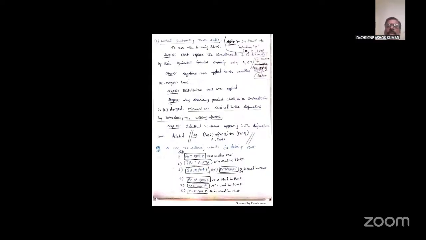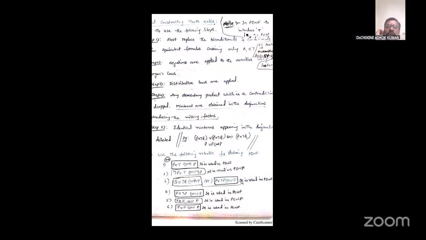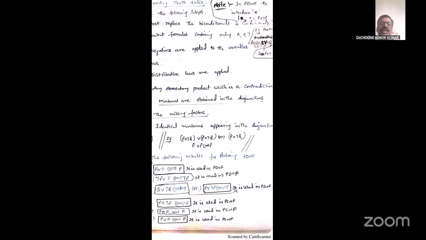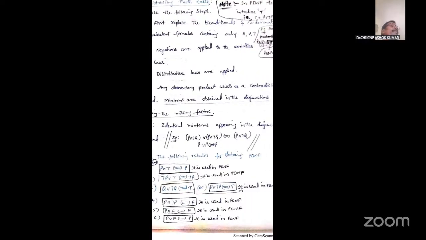And the minimum min terms are obtained in the disjunctions by introducing the missing factors. Next, identical min terms appearing in the disjunction are deleted. Like here, for example, P intersection negation Q union P intersection negation Q implies P intersection negation Q. If any one of the quantities is repeated, write it only once. And P union P is just one single term.